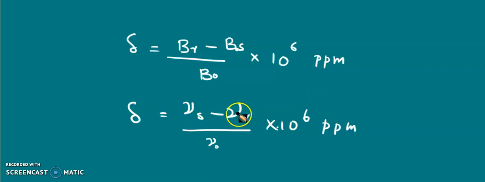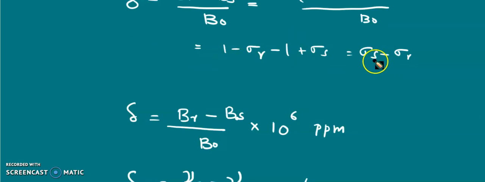So here nu s will be greater than nu r, and therefore delta is positive. Generally the reference is selected such that delta is always positive. That means Br is greater than Bs, or nu s is greater than nu r, or we can say that sigma s, the sample shielding constant, is greater than the reference shielding constant. But in chemistry, a different chemical shift is also used, which is given by tau.